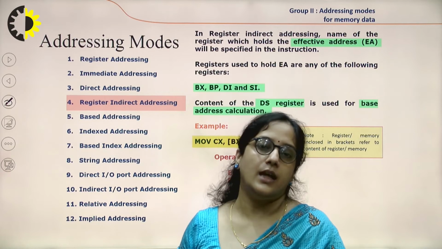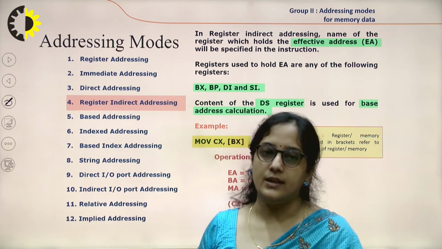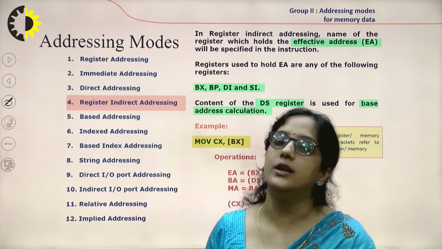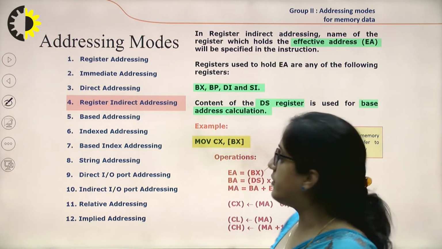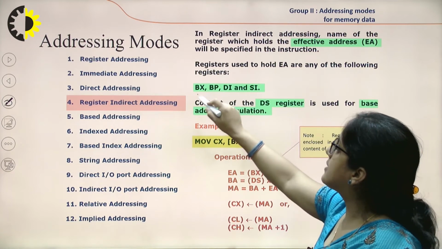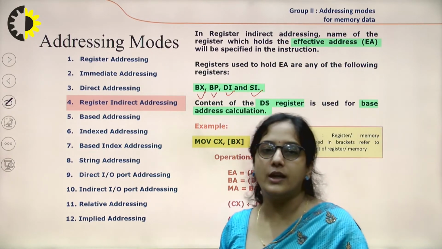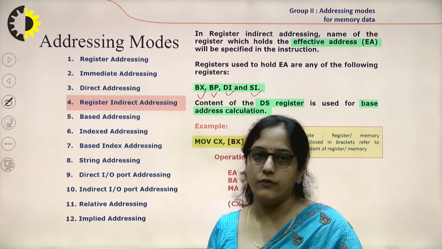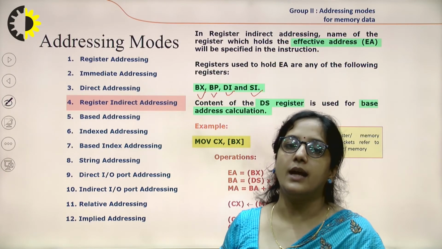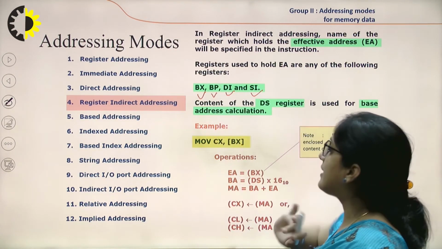Now, the next addressing mode is register indirect addressing mode. In case of register indirect addressing mode, we are not specifying the address location in the instruction. We are specifying the register. So we can use BX, BP, DI or SI. These four are used to specify the effective address. So in case of indirect addressing, we will use BX, BP, DI or SI as a register. First we will initialize the BX register with the address.